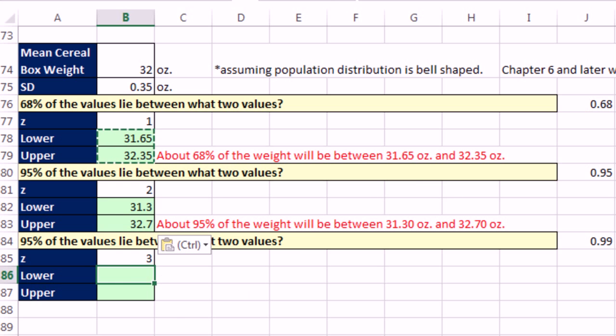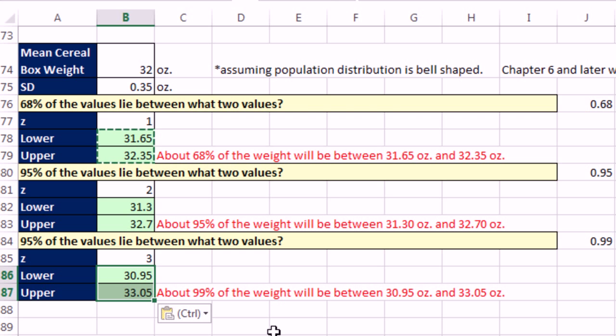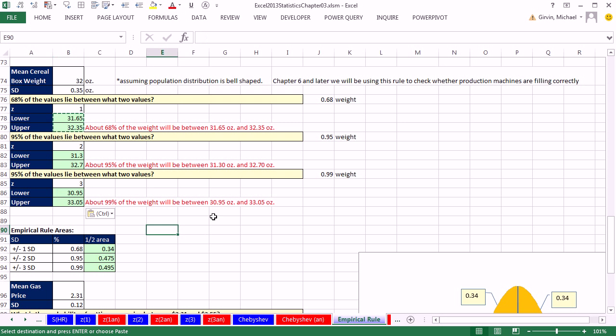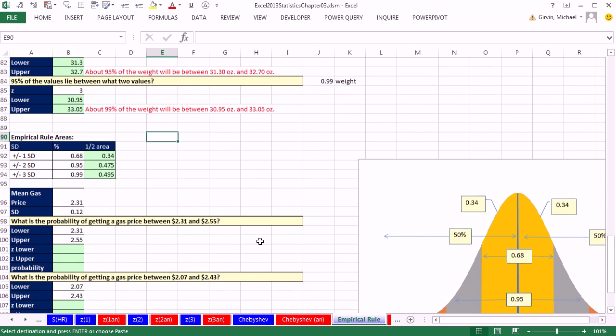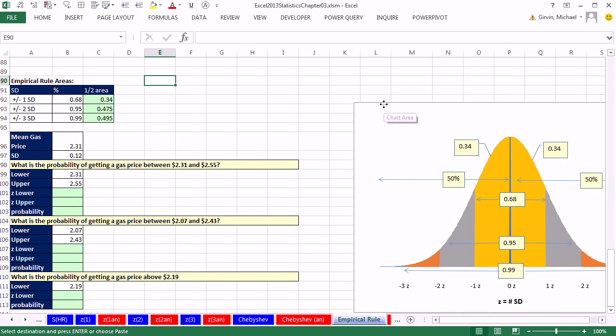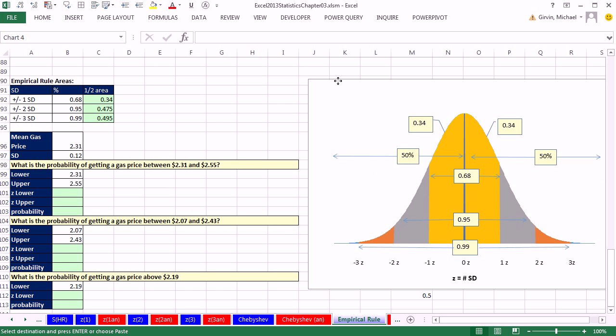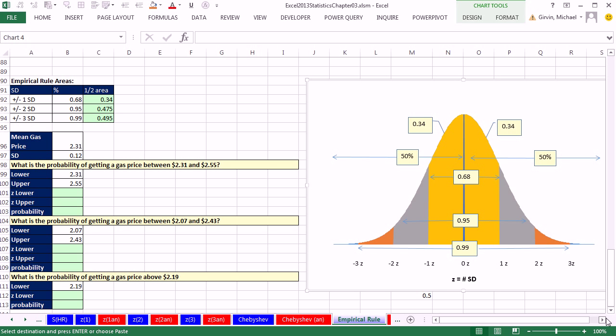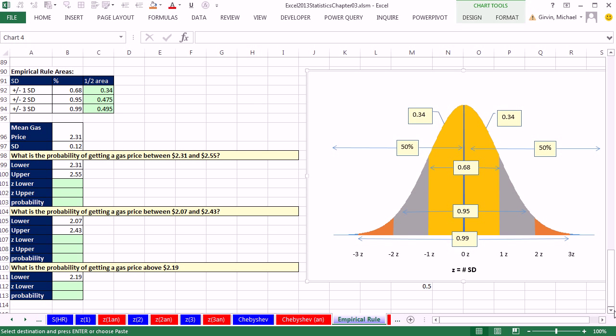Now I'm going to Control V down here. 99%. If we got a value below 30.95 or above this, we're 99% sure that that machine is not filling correctly. Now let's look at another example. In all these examples, we calculated the lower and the upper. And we're kind of going to do things a little bit backwards in this chapter, because later we'll see how to calculate it using the NORM.DIST functions. But here we want to try and apply our rule.